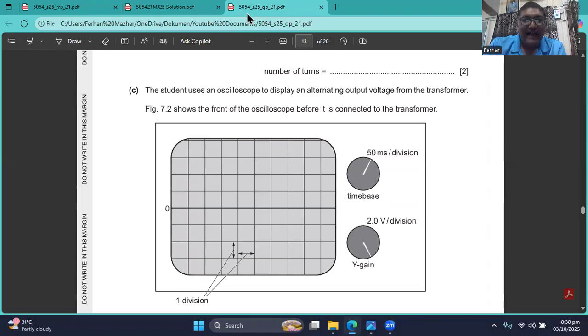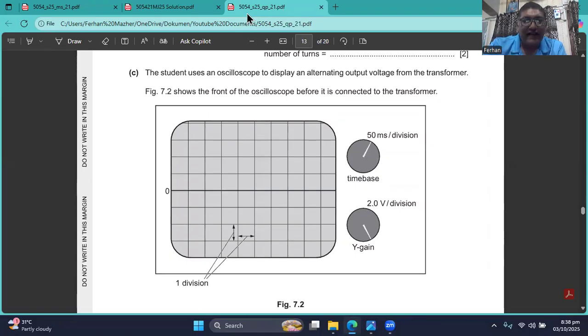Okay, so then we have question number 7, part C. He says the student uses an oscilloscope to display an alternating output voltage from the transformer. Figure 7.2 shows the front of the oscilloscope before it's connected to the transformer. You can see this is the graph, the screen, and this is the time base. Time base is basically the scale of the x-axis. Scale of the x-axis means that on the x-axis, one square, or one division, represents how much.